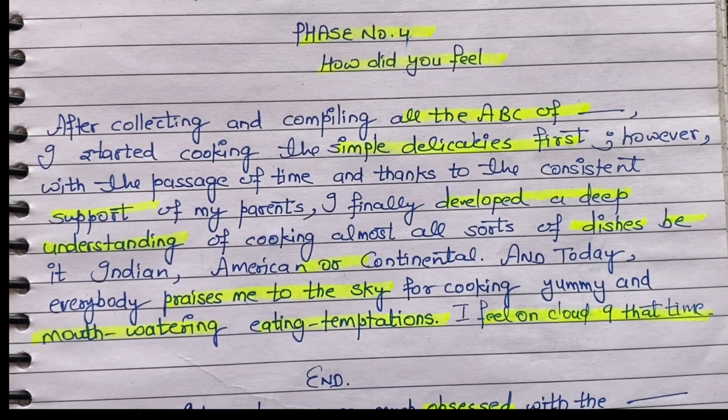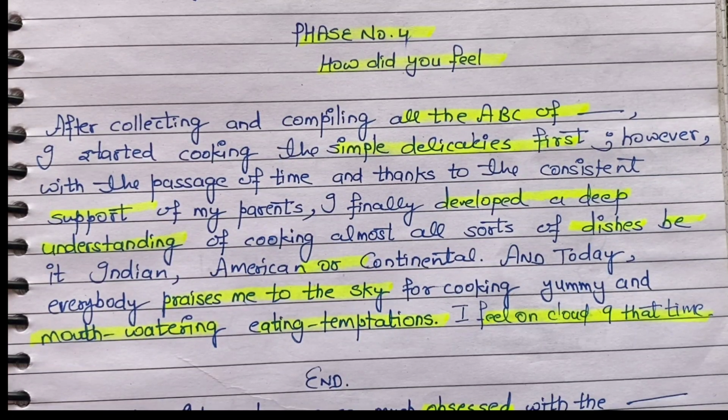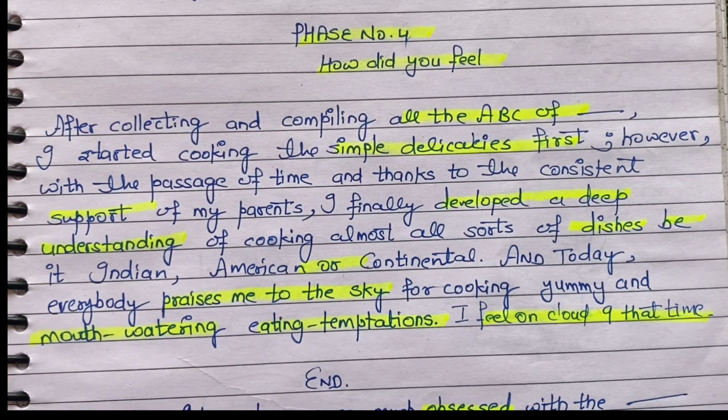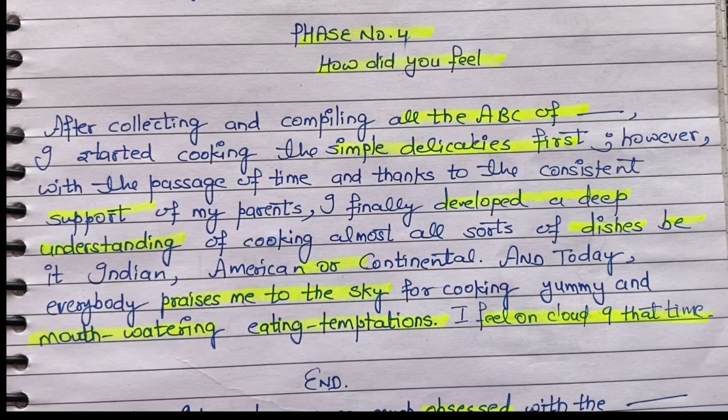After collecting or compiling all the ABC of cooking or driving, I started cooking the simple delicacies. Simple delicacies means simple dishes first. However, with the passage of time and thanks to the consistent support of my parents, I finally developed a deep understanding of cooking. Almost all sorts of dishes, be it Indian, American, Chinese, or continental. Alright. And today everybody praises me to the sky for cooking the yummy and mouth-watering eating temptations. Eating temptations means dishes, right? I every time feel on cloud nine when they shower the praises on me.